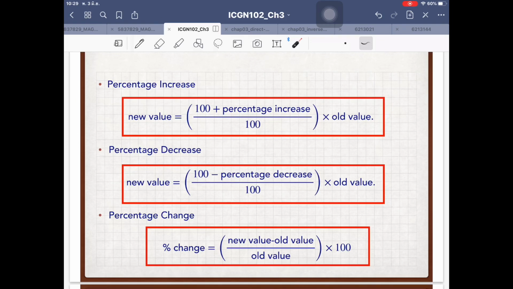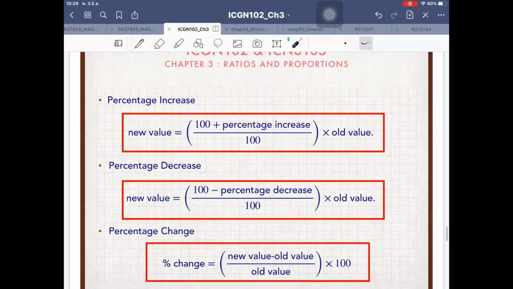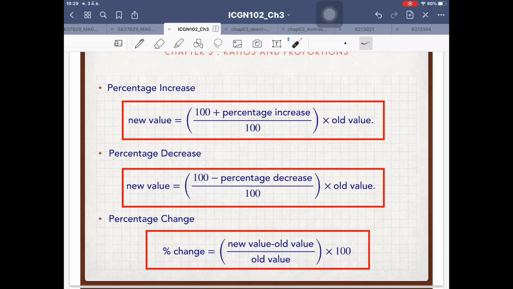All right, here it is the case of percentage change. The first type will be the percentage increase. All right, and this will be the formula. New value is equal to 100 plus percentage increase divided by 100 multiplied with old value. All right, let's see why we get this formula.